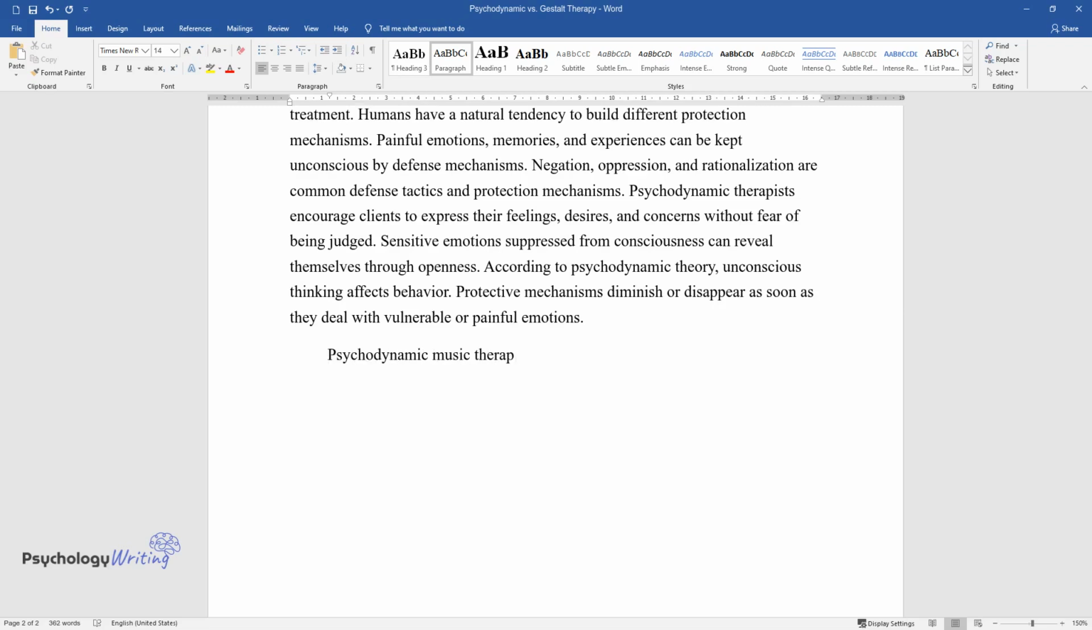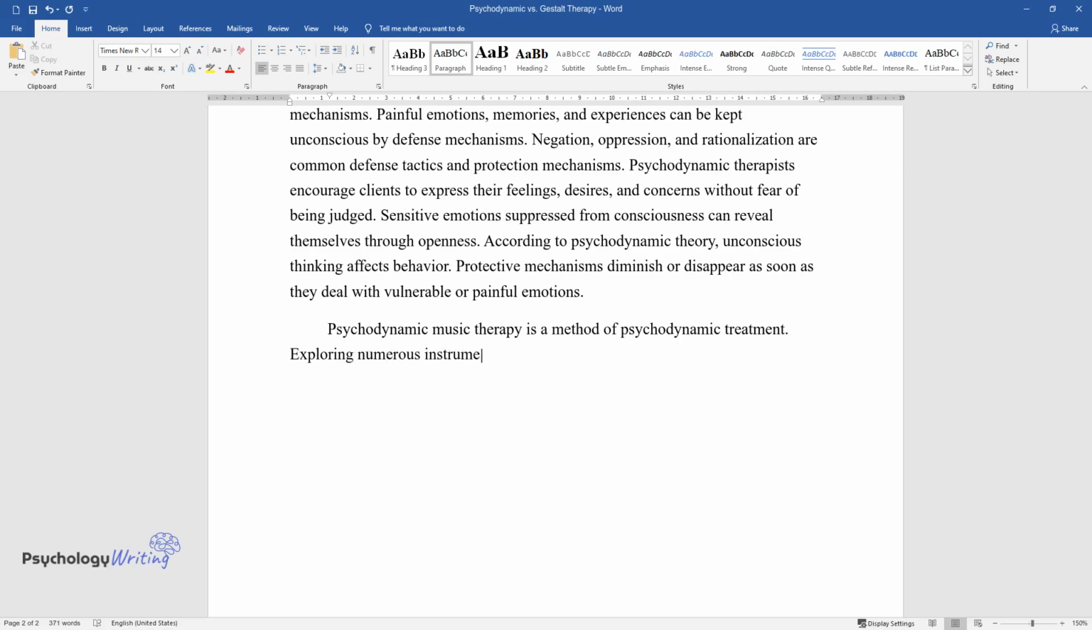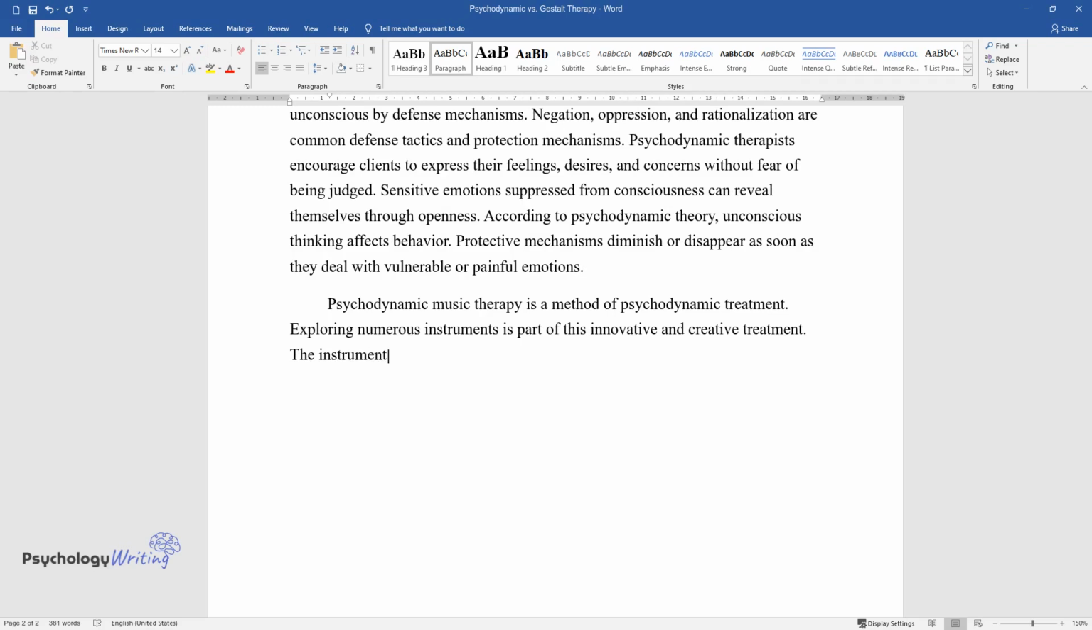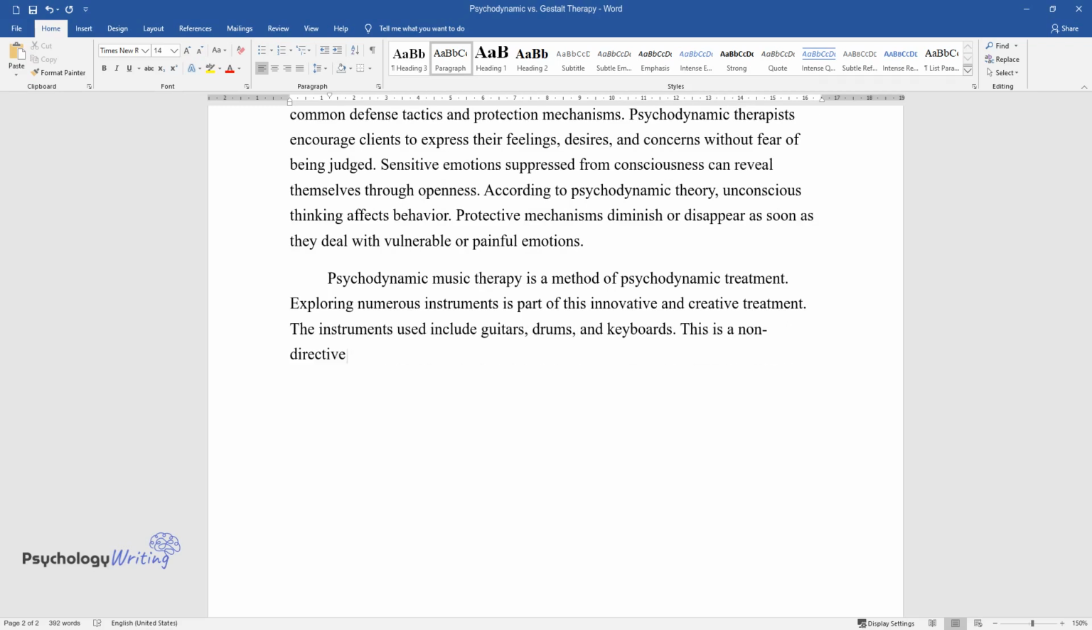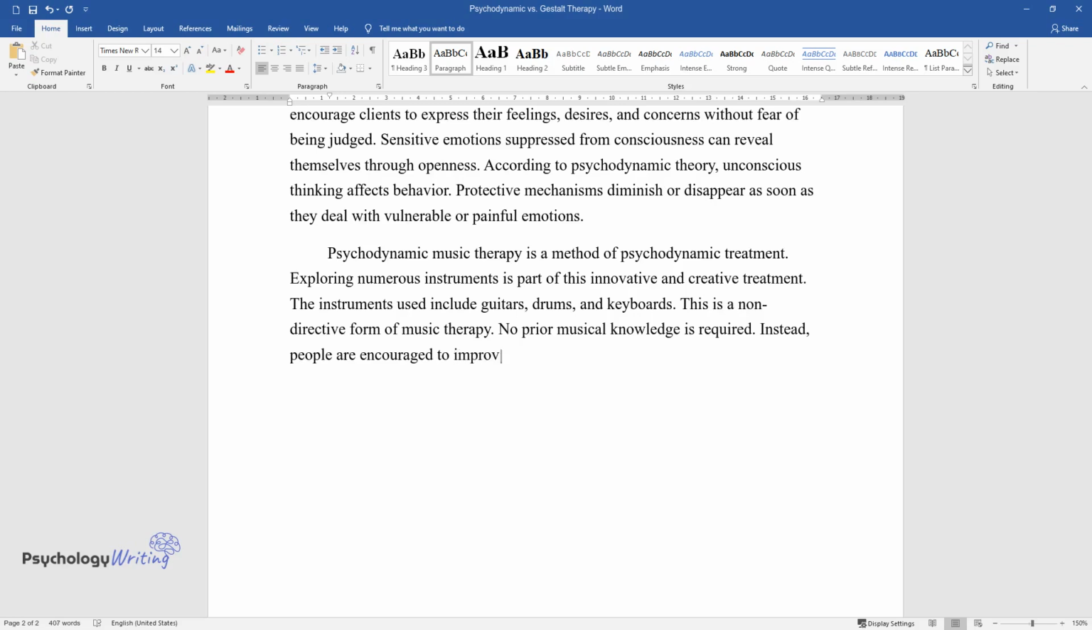Psychodynamic music therapy is a method of psychodynamic treatment. Exploring numerous instruments is part of this innovative and creative treatment. The instruments used include guitars, drums, and keyboards. This is a non-directive form of music therapy. No prior musical knowledge is required. Instead, people are encouraged to improvise through music.